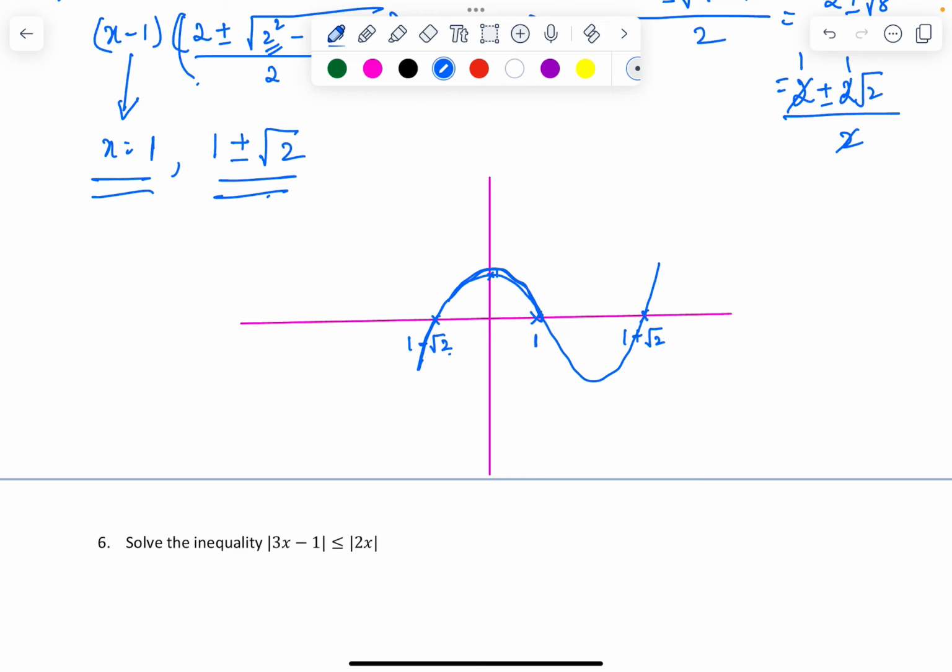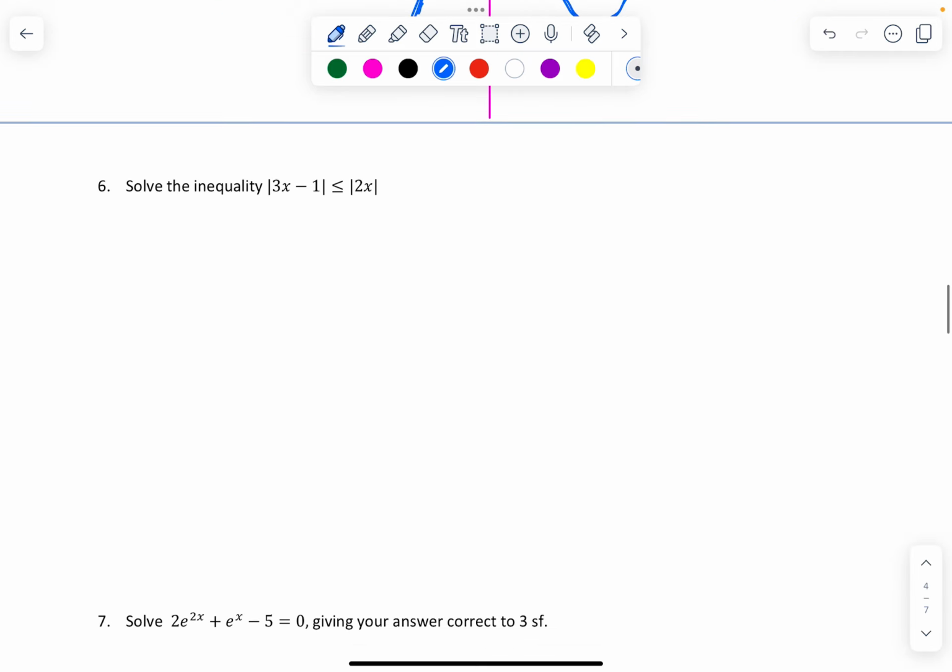Yep, this is going to be our graph. Okay, so this is the y-axis and this is the x-axis, and this is f of x. All right. So question number 6.